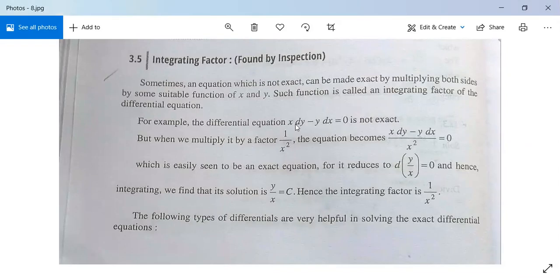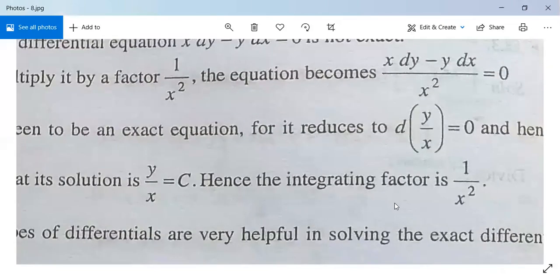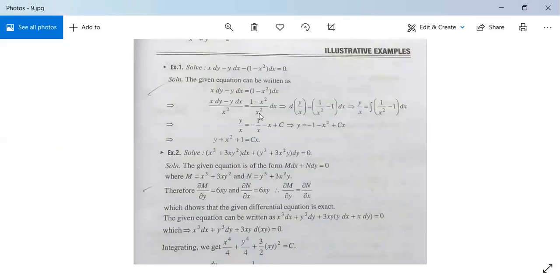But when we multiply it by a factor of 1 upon x square, the equation will be (x dy minus y dx) by x square is equal to 0. And it can be written as d(y by x) is equal to 0. And hence, by integrating, we get the solution y by x is equal to c. Hence, here the integrating factor will be 1 upon x square. So sometimes we find the integrating factor by inspection.